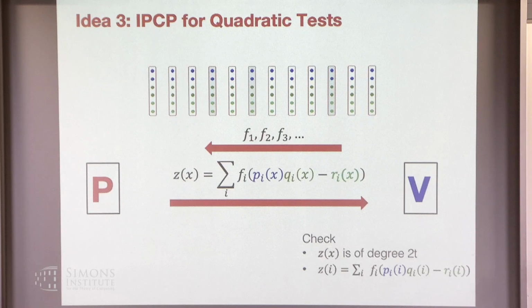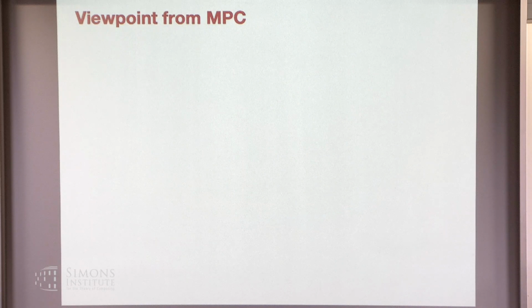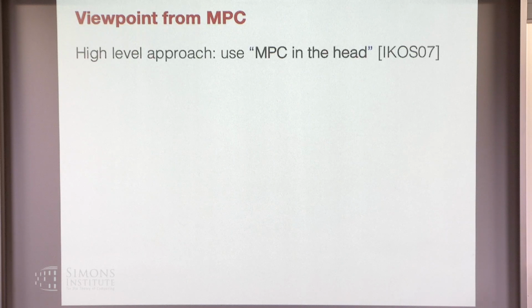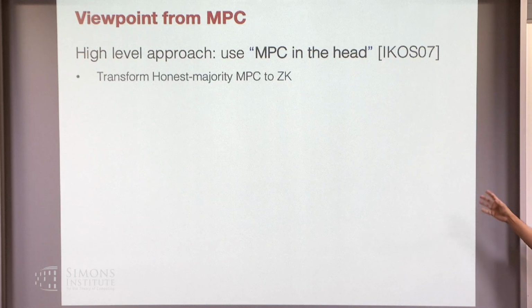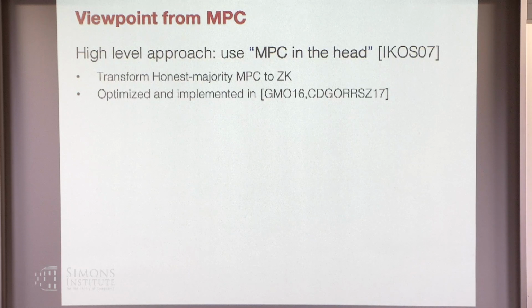So I explained all of this in the form of an IPCP, but morally speaking, all these techniques came from the MPC literature. And the viewpoint from MPC in the head is that there is a corresponding honest majority multi-party computation equivalent to our proof system, which we compile to our zero knowledge proof system using the IKOS transformation. Also, we had to optimize this.